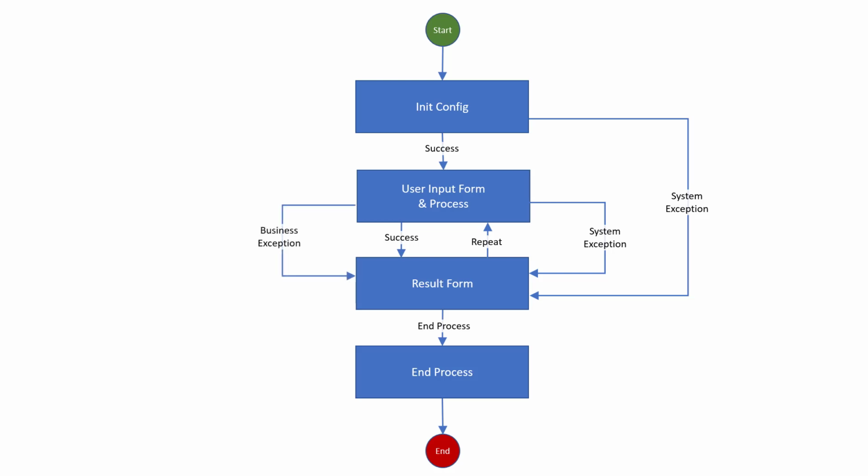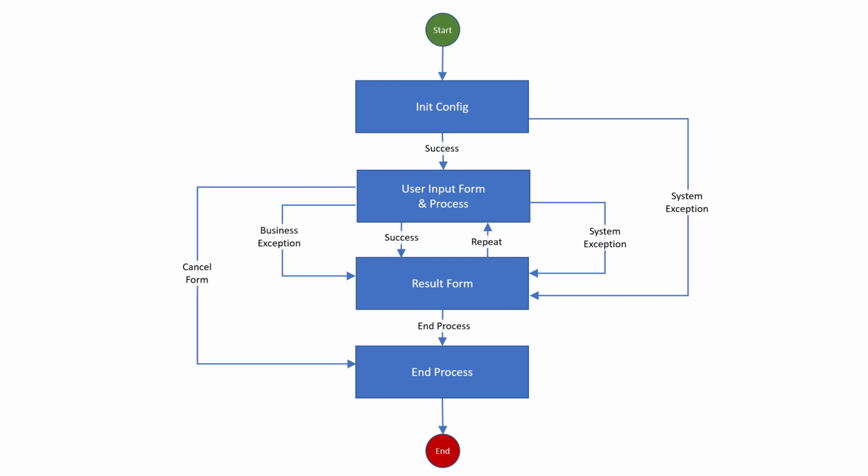That will also take us to the result form where the error message will be displayed. Finally, in the user input form and process state, we have the option of canceling the process altogether. And if we do that, we go to the end process state and nothing more happens. And that's the basic architecture of this template.